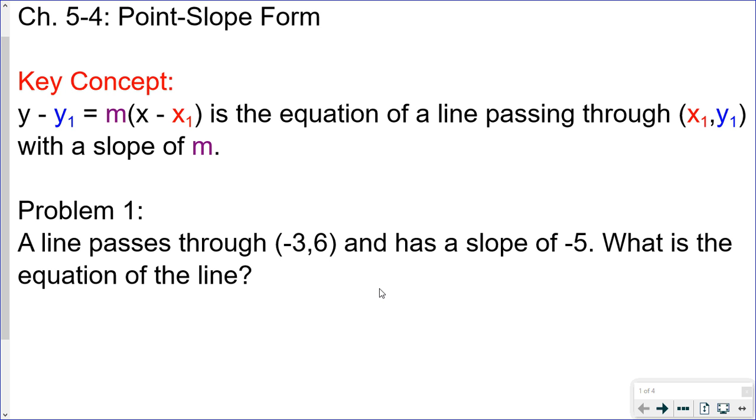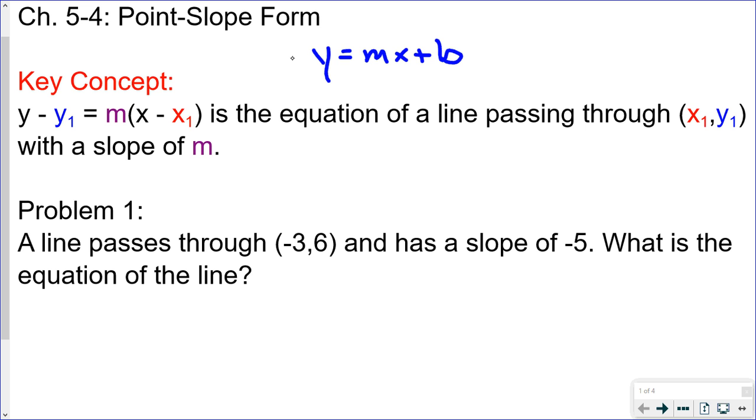This lesson is on point-slope form of linear equations. So I've previously talked about slope-intercept form. If you'd like to watch a video of that, I'll put a link up here in the upper right. And just as a quick reminder of that, this is what slope-intercept form looks like. The m represents the slope, and the b represents the y-intercept.